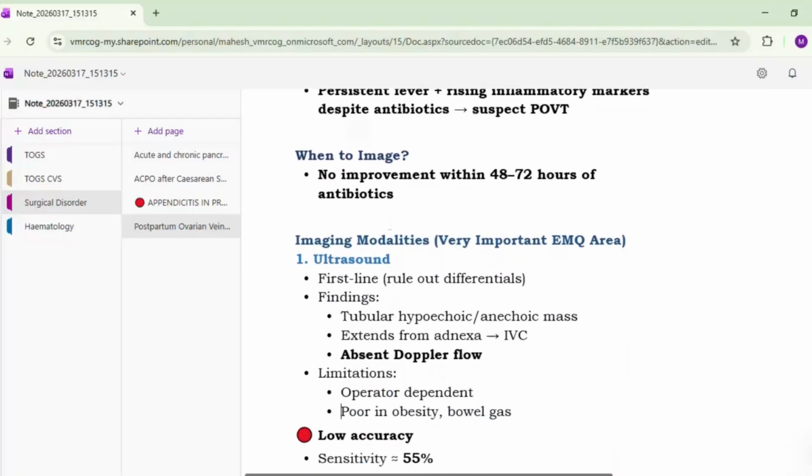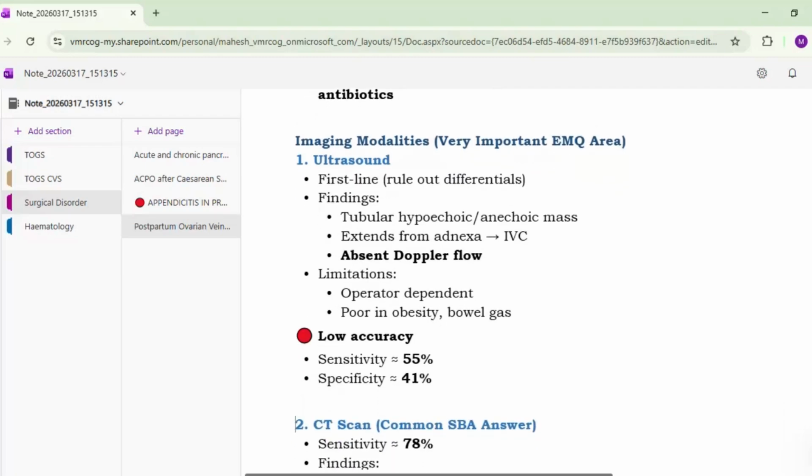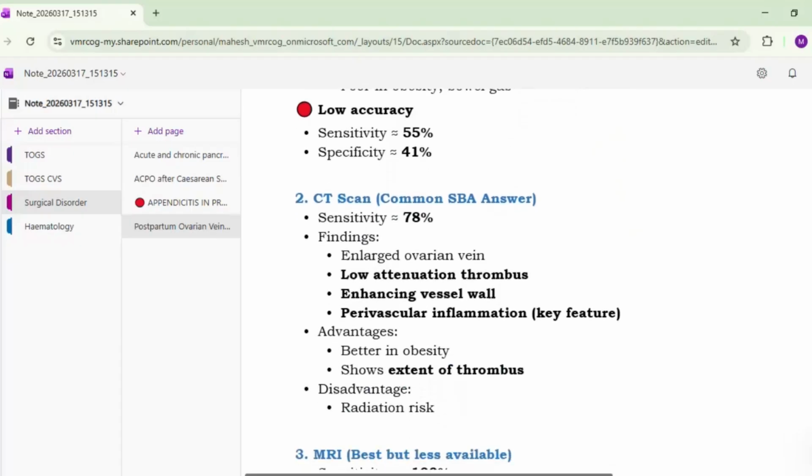Okay. So we have to go ahead with imaging. If there is no improvement within 48 to 72 hours of antibiotics, we think of imaging. Then what are the imaging modalities? Ultrasound is the first-line imaging preferred for diagnosis of POVT. What we will see is a tubular hypoechoic or anechoic mass extending from the adnexa to the IVC, with absent Doppler flow. However, the limitation is that it is operator dependent, poor in obese patients, and bowel gas makes it difficult to find. So accuracy is relatively low. Sensitivity is around 55%, specificity around 41%. You need not remember this figure.